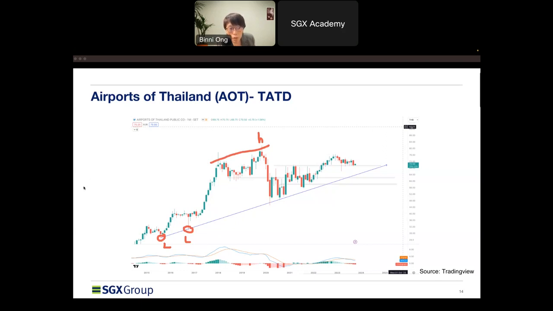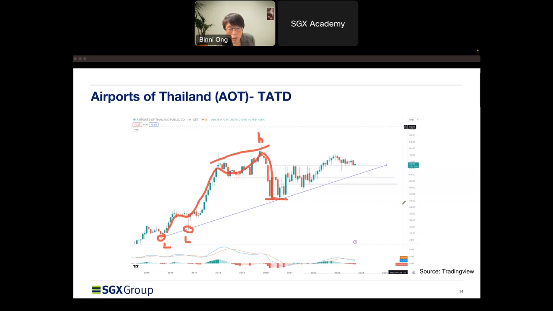Okay, now during the COVID period, all the airline stocks, including SIA, for example, dropped. They were very much affected. So we see that AOT was originally in this very nice uptrend, but because of the COVID drop, this was the low of COVID.